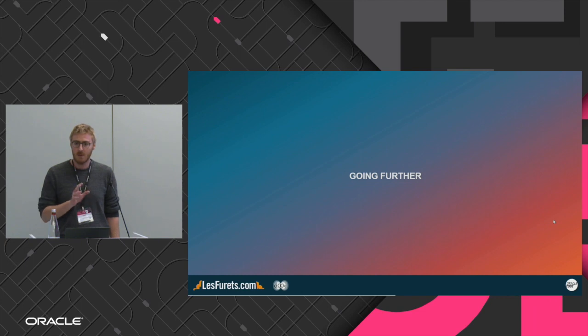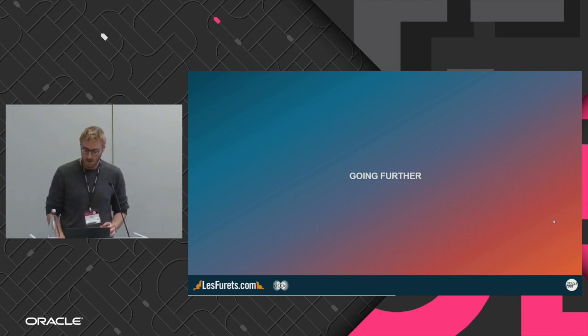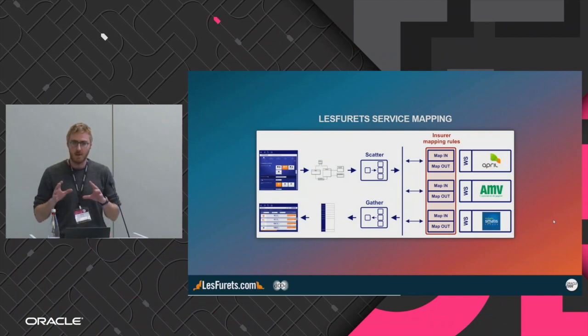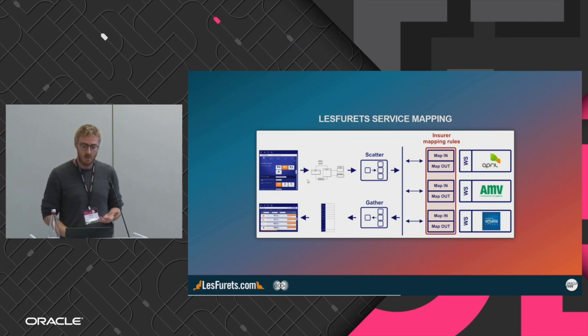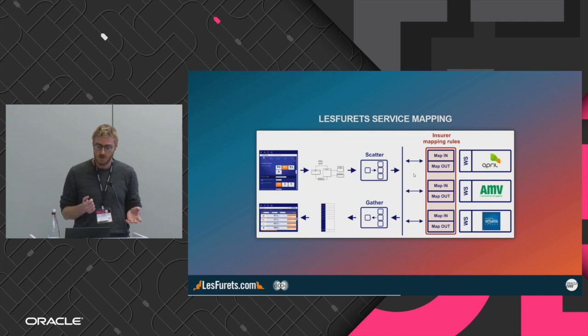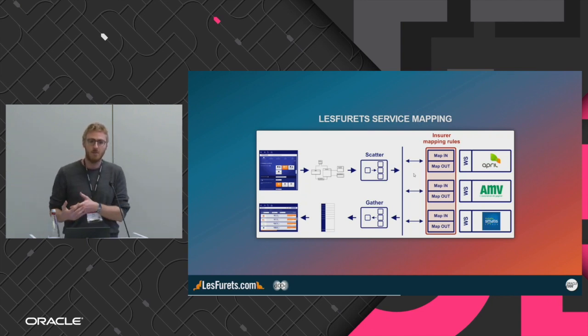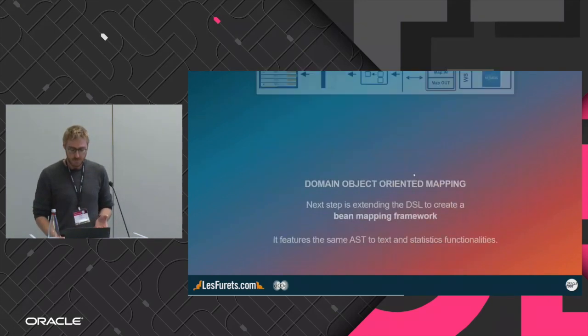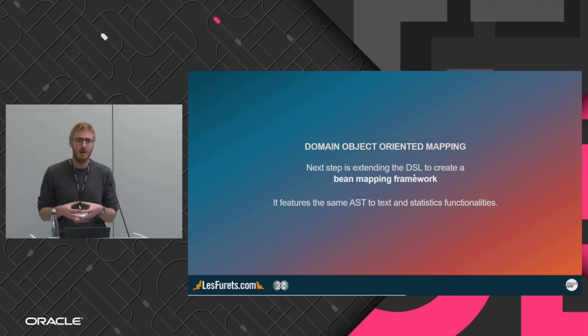So until now, we have only done validation. We had a predicate on our model, and we are checking if an instance of a model is correct or not. So you remember that on our backend, we have these business rules that are filtering our profiles, but we also have the mapping rules that help us transform our model, our data, to the format that insurer web services are expecting. So we were thinking that the DSL approach can fit with object-to-object mapping also. So we implemented the same kind of DSL, but for creating a bean mapping framework, with the same functionalities of introspecting the DSL and exporting the rules also.